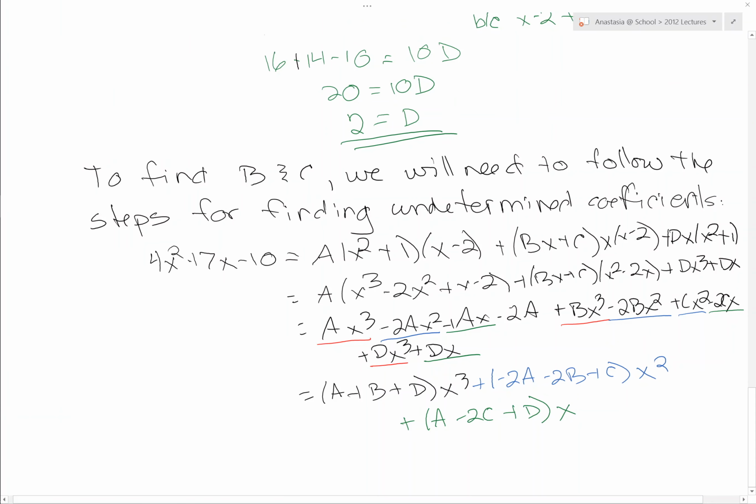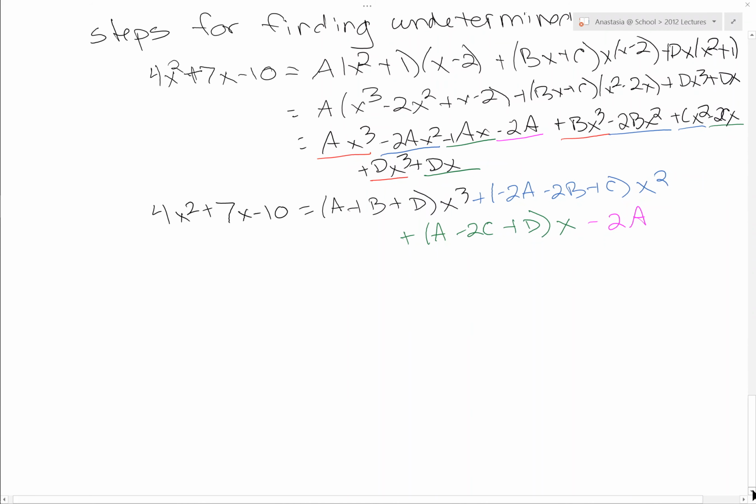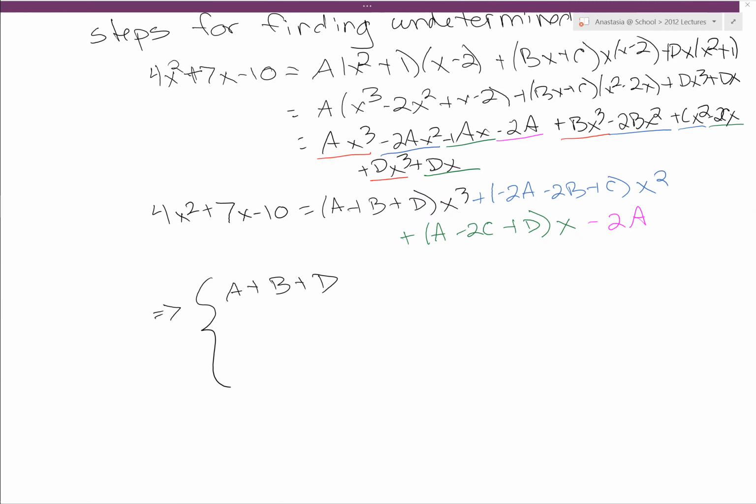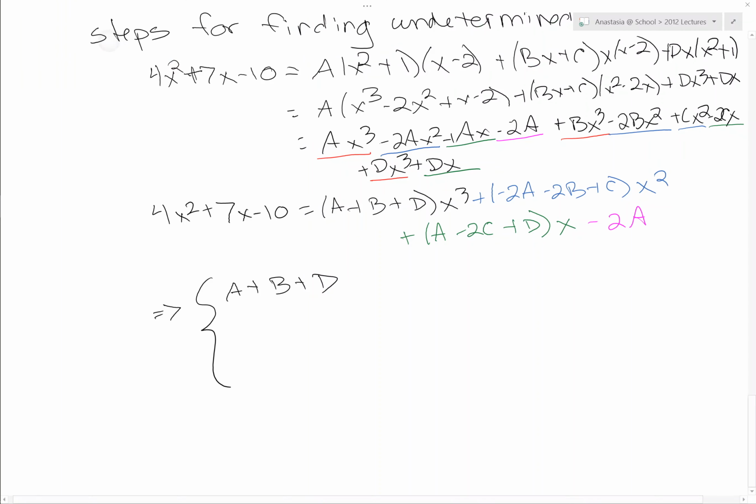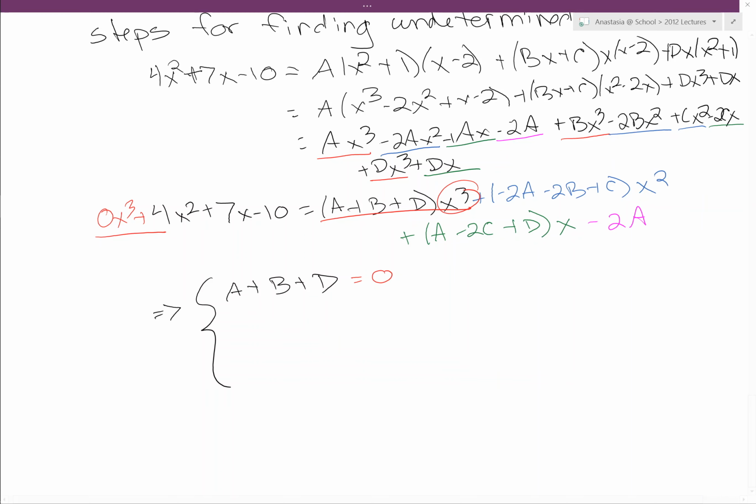And last, our constant terms, we have a negative 2a. That's all we have. So pulling down what we have on the left, 4x squared plus 7x minus 10. There we go. This gives us the equations. A plus b plus d. Notice, this is our coefficient of x squared. Sorry, of x cubed. We have no such term on the left, but you can think of that as 0x cubed.